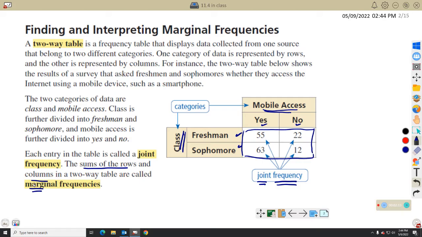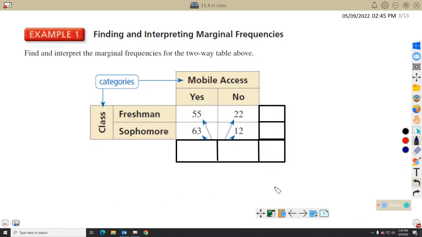There's also something called marginal frequencies, and those are just the sums of the rows or the sums of the columns. Let's take a look at what that looks like. In this example, we're asked to find and interpret the marginal frequencies for the two-way table. This is the two-way table we just looked at, and I've added some boxes over here. We might put a title on here like total, because the marginal frequencies are just the totals of the rows and columns of the joint frequencies.